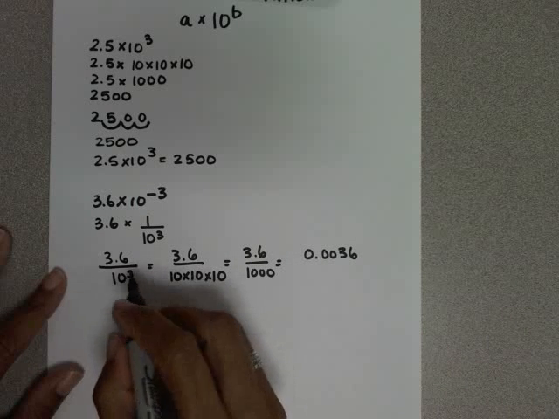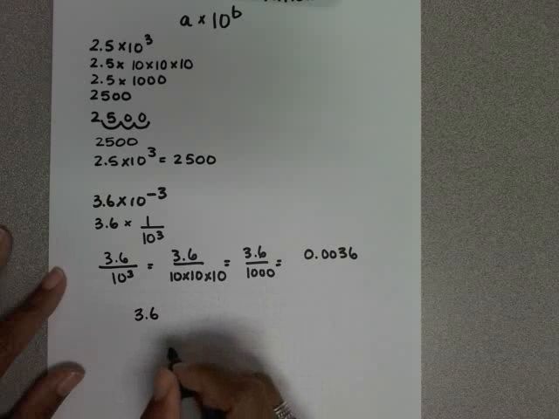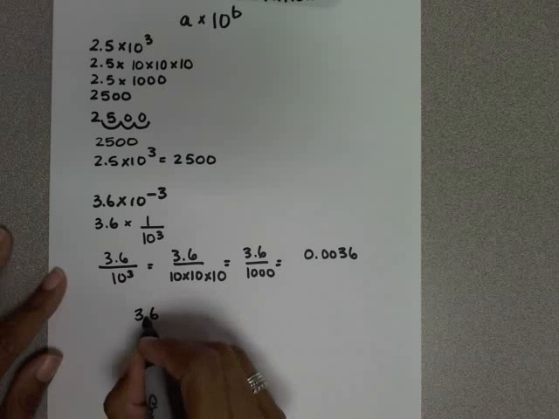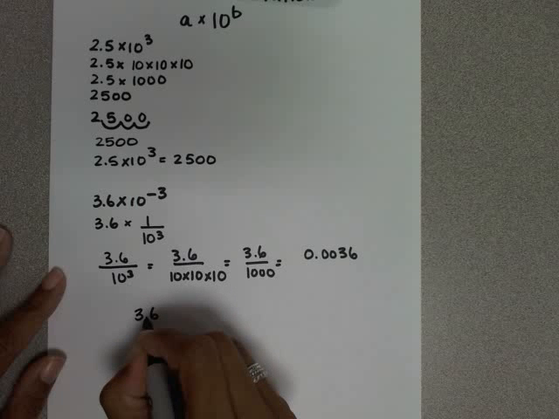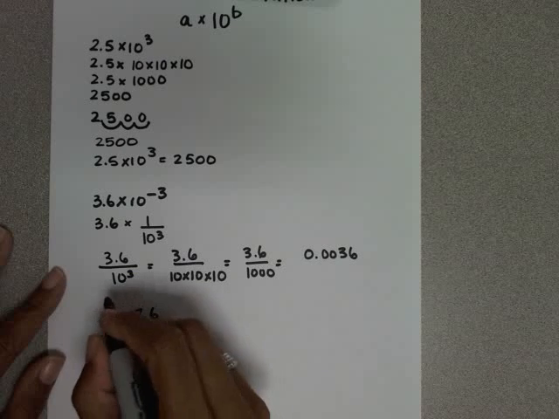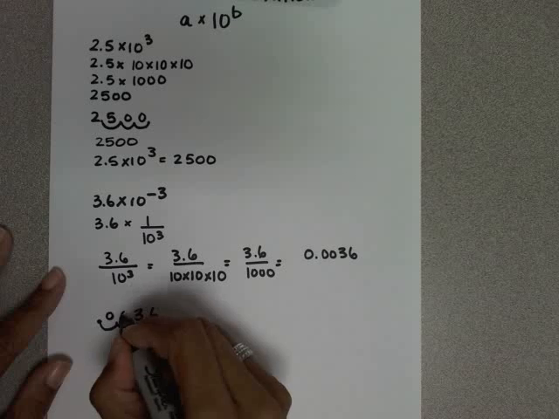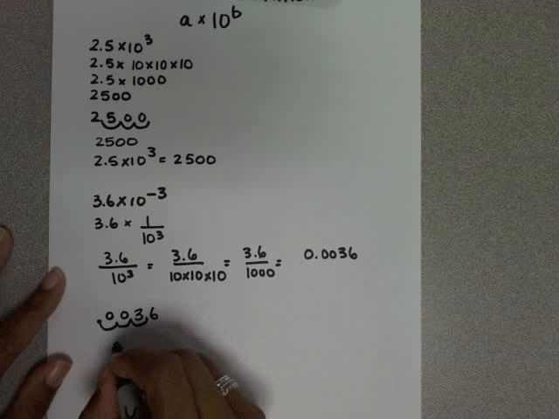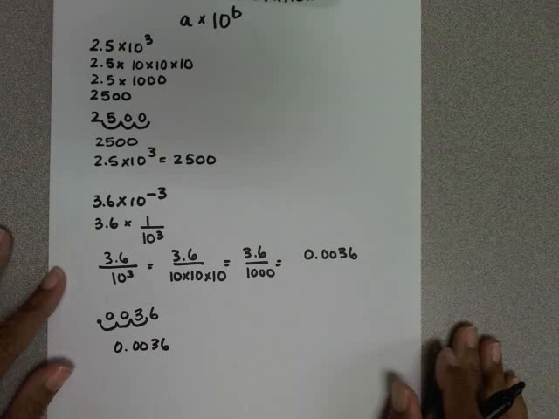Using the shortcut, again, if we start with the 3.6, we're going to make the number smaller, and we're going to move the decimal place 1, 2, 3 places. Here's the new decimal point, and we add zeros as needed. So 0.0036 is standard form.